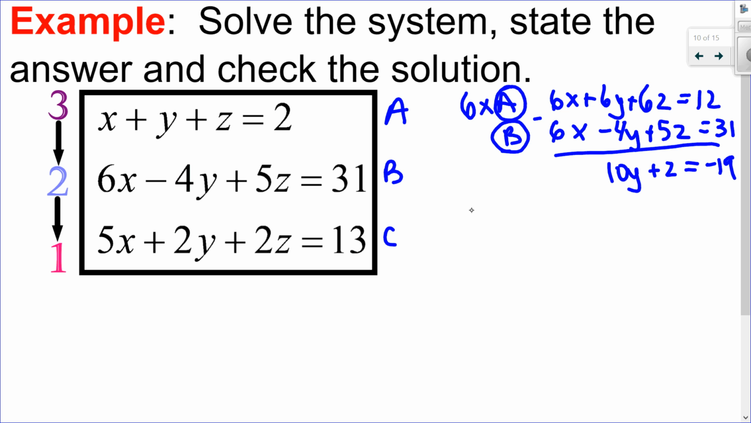So let's repeat this process again. So this time I'm going to do 5 times equation A and add it on to, or sorry, subtract from that equation C.